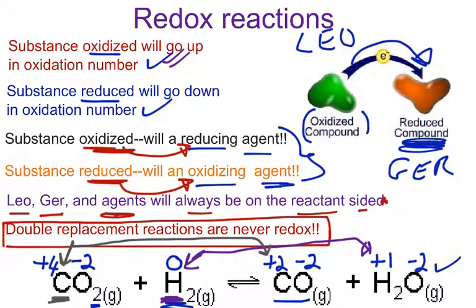Now in terms of agents, we just do the flip side of it. This substance got oxidized, therefore it will be the reducing agent. You just turn it around, use opposites. Carbon went from +4 to +2, so it was reduced, therefore it will be the oxidizing agent. You're done. So that's who got oxidized, who got reduced, and the agents in a nutshell.